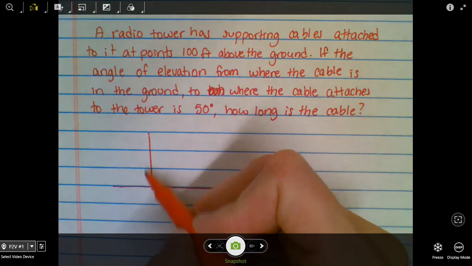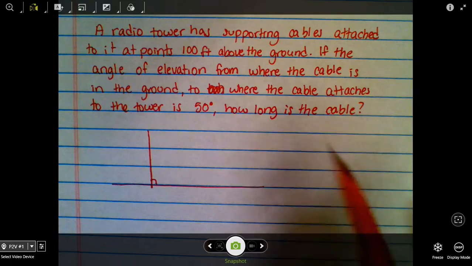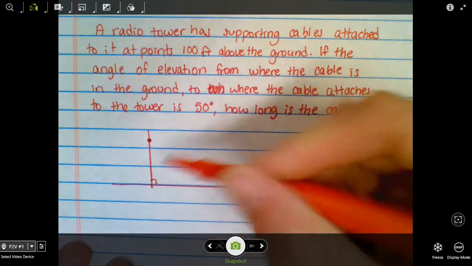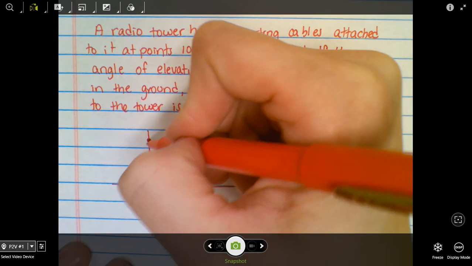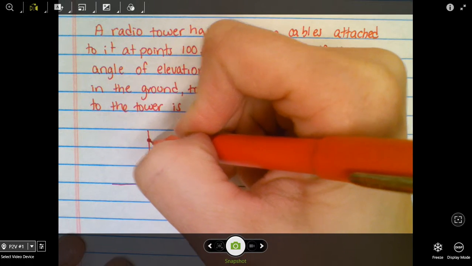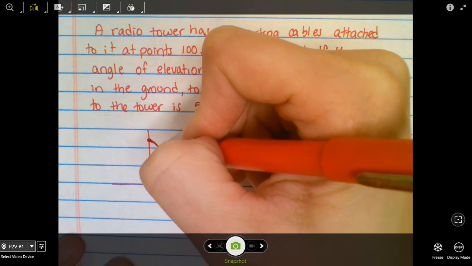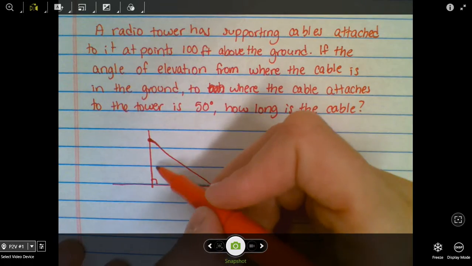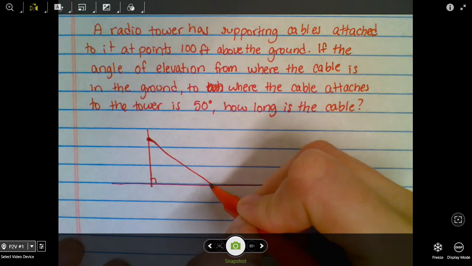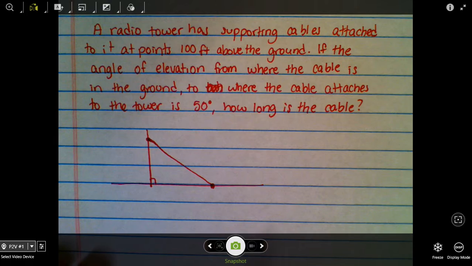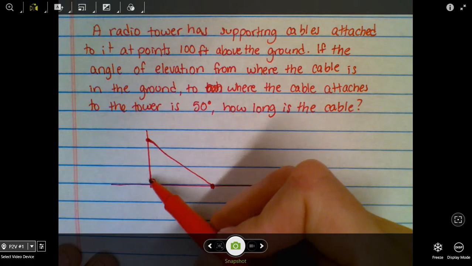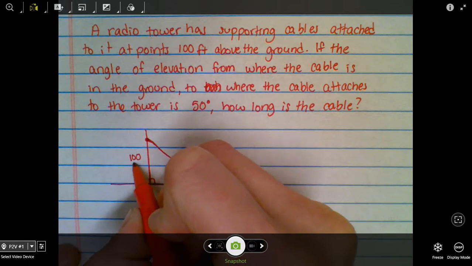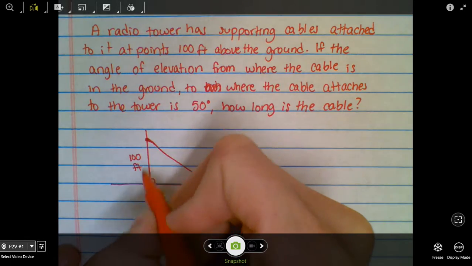So here's the tower. We have our cable attached 100 feet above the ground. So here's our cable. We don't technically know if that cable is at the very top of the tower or if it's just kind of somewhere attached to the tower, and it really doesn't matter. Here's our cable. Here's where the cable meets the ground. We know that cable is anchored to the tower 100 feet above the ground. So this length of our triangle is 100 feet.